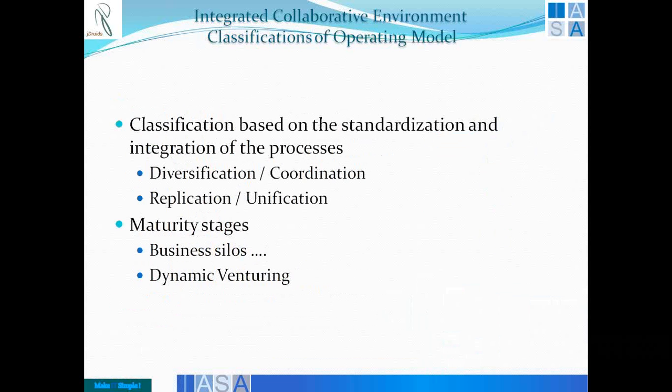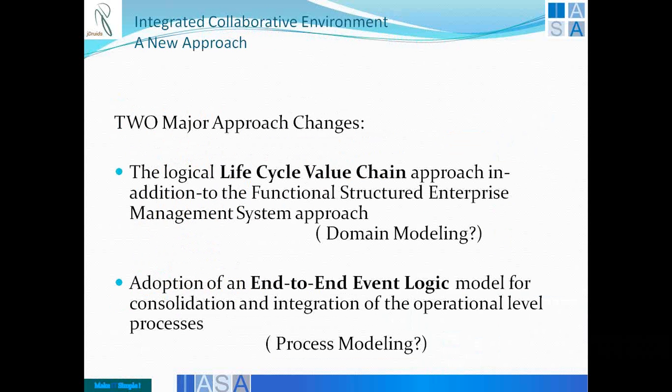There are maturity stages here because not all organizations are highly mature in terms of operating models. Some of them are, so there will be business silos, there will be heads of business not mapping with those of another business area. There might be dynamic venturing going on between partners. There might be dynamic venturing going on between customer segments. So one should be very clear about how you can classify those in the operating model.